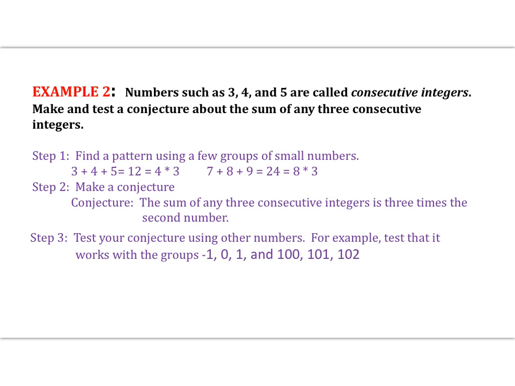So then our final step is to test the conjecture using other numbers. For example, test that it works with the groups -1, 0, and 1, and 100, 101, and 102. All right, so -1 plus 0 plus 1 is 0, and that's equal to 0 times 3. That checks. Let's take a look at 100 plus 101 plus 102, which is 303. And is that equal to 101, the second value, times 3? Yes, that checks as well. So it looks like our conjecture works.